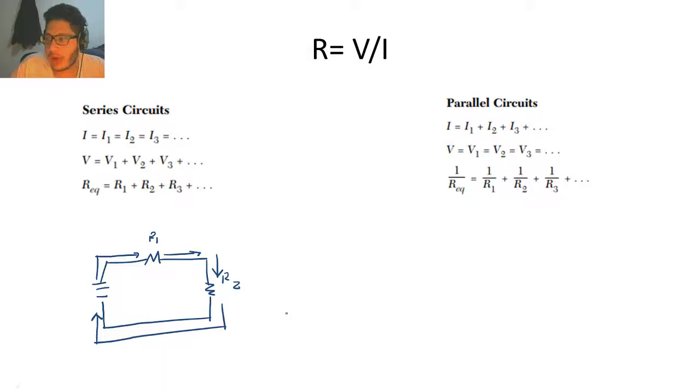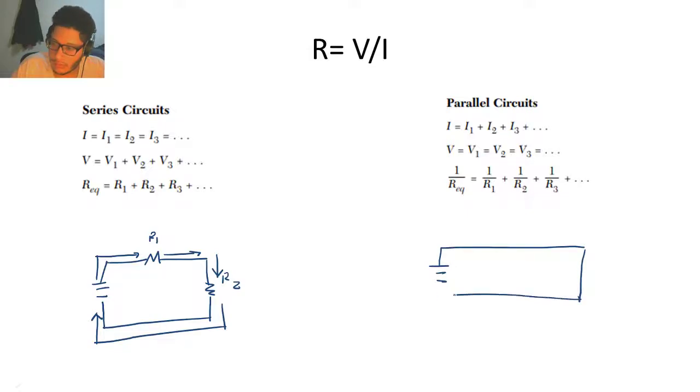But we know that for parallel circuits, the story is a little bit different. So I'm going to draw out a parallel circuit now with, again, two resistors. So we've got one resistor here, and we've got one resistor here. Again, this is my R1, this is my R2.